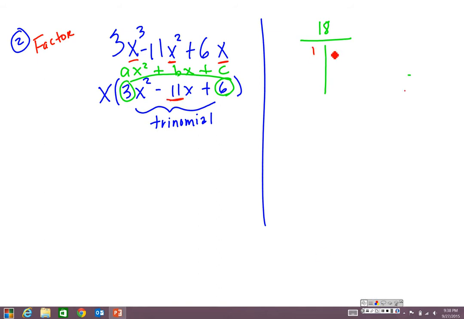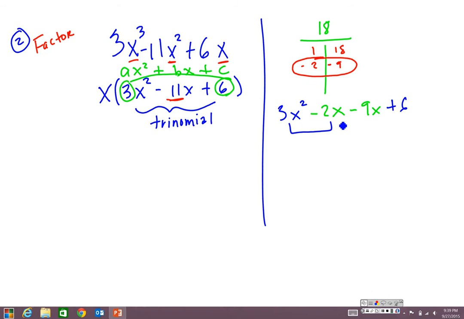negative 11. So we go 1 and 18, 2 and 9, and believe it or not, we already are there because negative 2 times negative 9 is positive 18. But when you add negative 2 plus a negative 9, you get negative 11. Therefore, I'm going to do this off to the side. I'm going to expand my trinomial into 4 terms. That is equivalent, of course, to our original trinomial. But I'm going to factor by grouping.